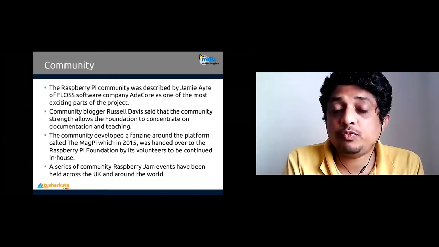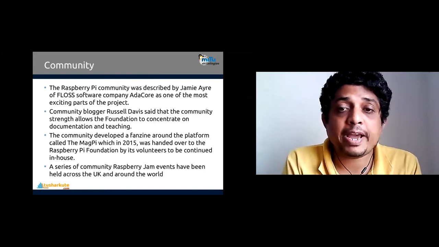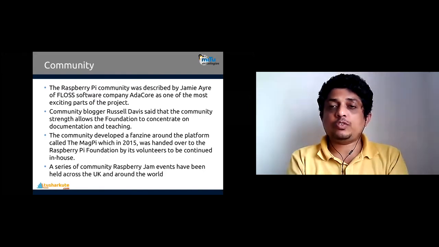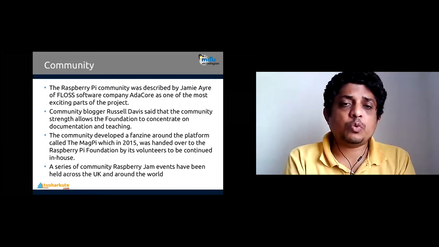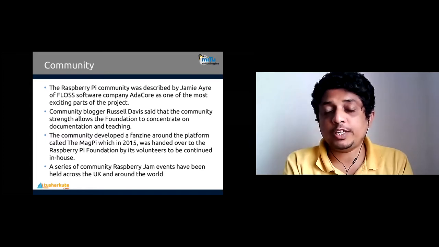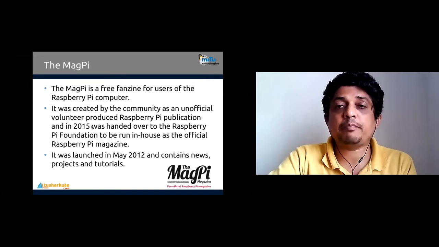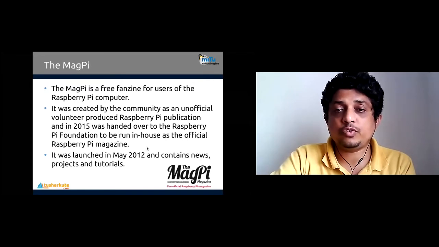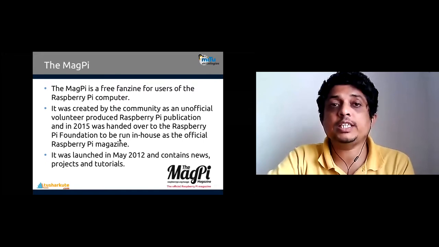And they have released one fanzine, which is a magazine created by fans. It was MagPi. It was created in 2015. So it started very early, but it was handed over to the Raspberry Pi Foundation in 2015. And now its versions of MagPi are available online on their official website also. Okay, that's the community. And this is MagPi magazine, which was handed over to the Raspberry Pi Foundation in 2015.